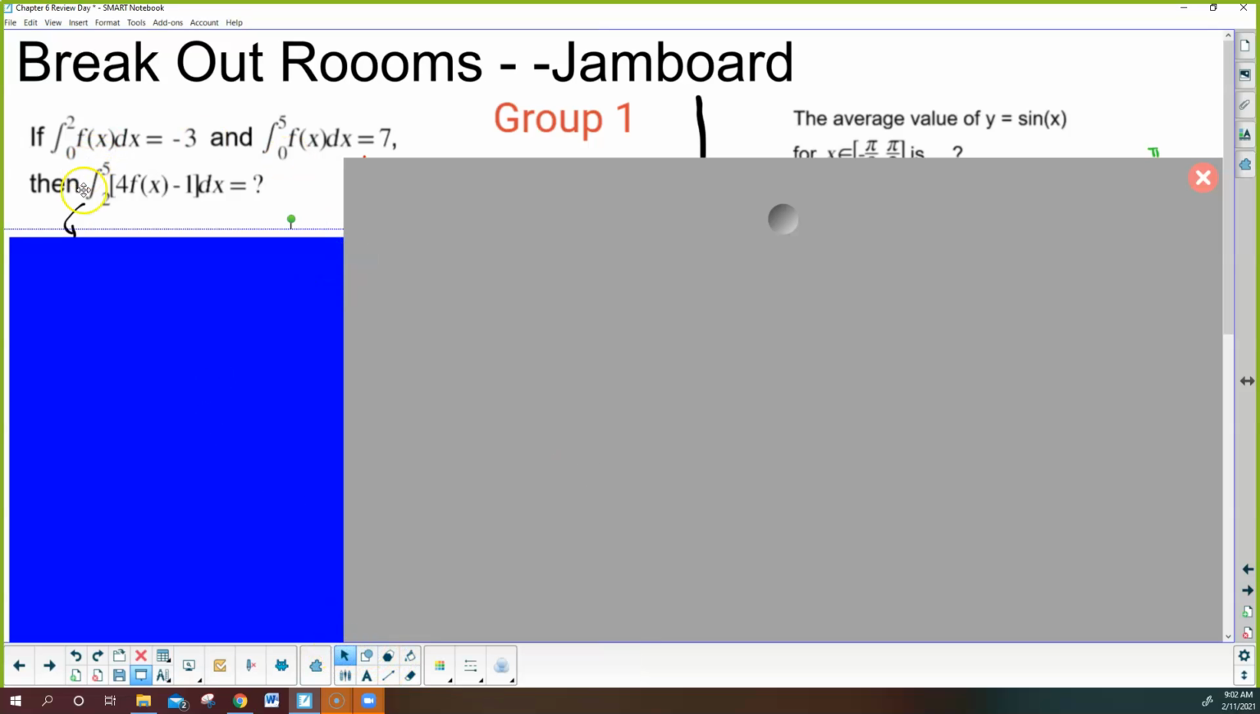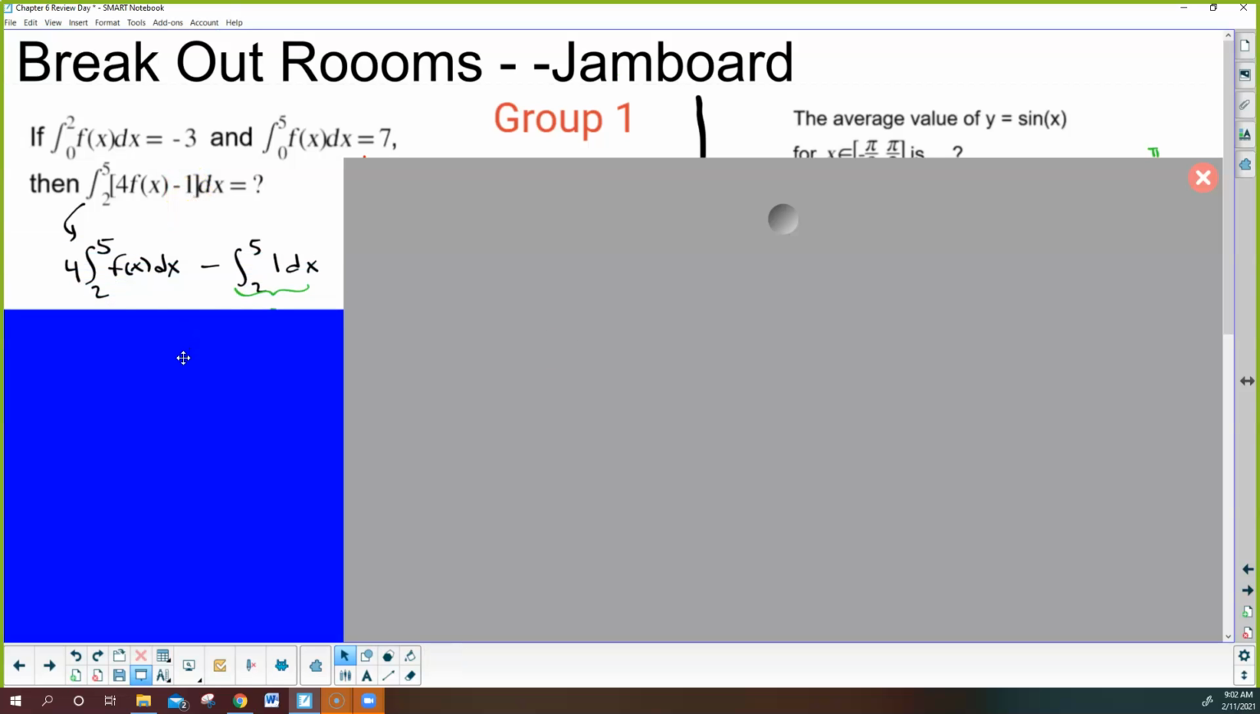Okay, so what do you do first? We have to look at this integral. And notice, it's more than just the functions that are given. It's 4 times f of x minus 1. So I have to use the properties of integrals first and split this up. I'm going to take the 4 and move it out. And then I'm going to take the minus 1 and do that under its own integral. All right, and now I can focus on this part right here. What is the area under the curve from 2 to 5 of f of x?